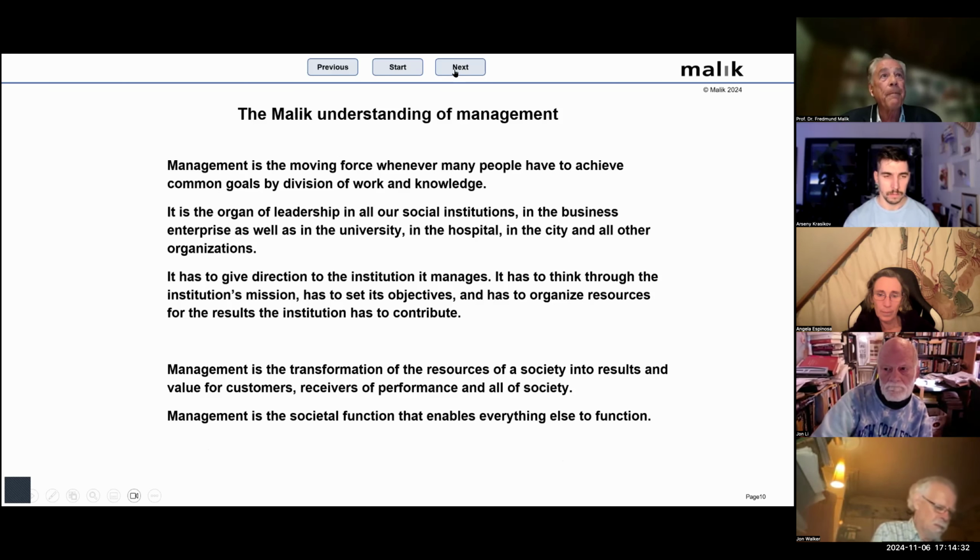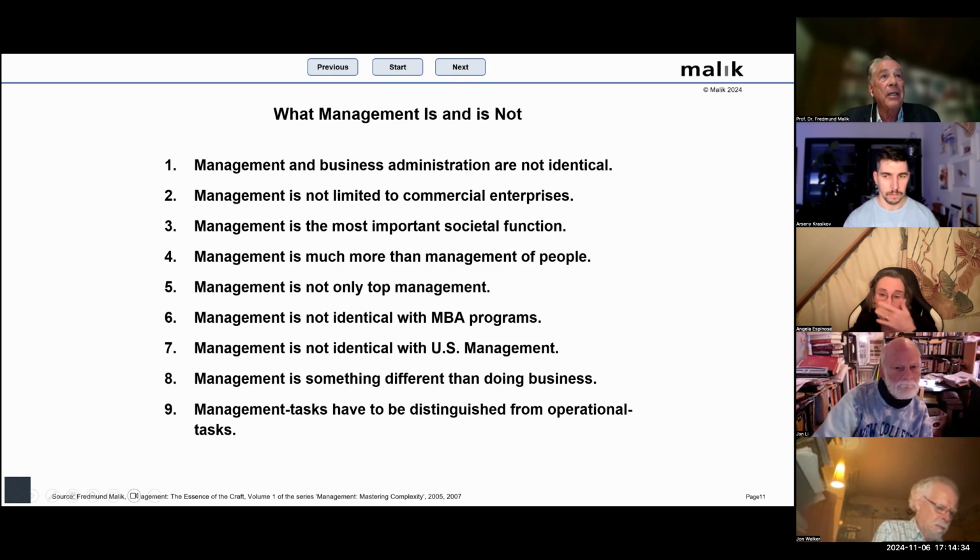The next one, what management is and what it is not. Management and business, as I said in the last sequence, management and business administration are not identical. Management is not limited to commercial enterprises. In our countries, this is why I have put it this way. People think totally different. Namely, they think management is business administration, etc., etc.